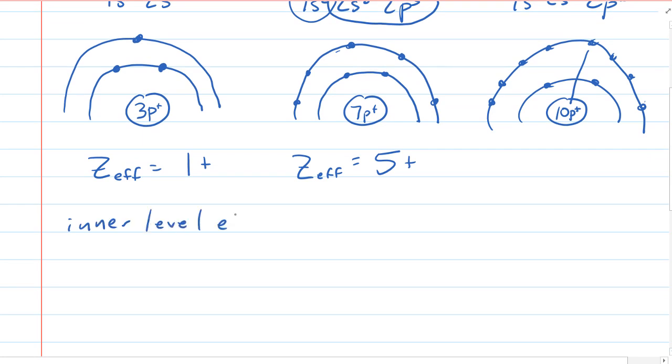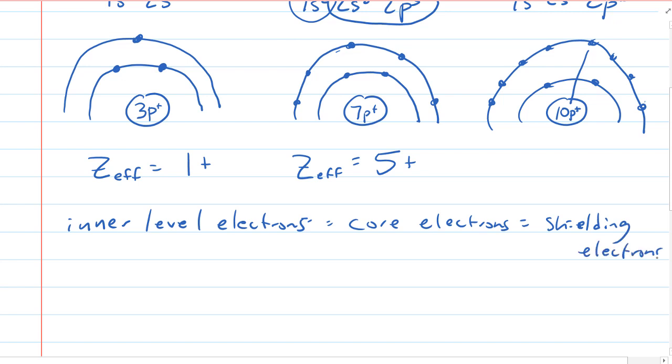And those inner level electrons go by a couple of different names. We also refer to them as being core electrons. We also refer to them as shielding electrons. So they go by a few different names, and basically what they do is they shield the valence electrons from the full experience of the nuclear charge.